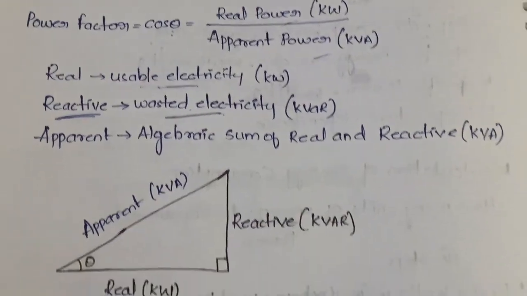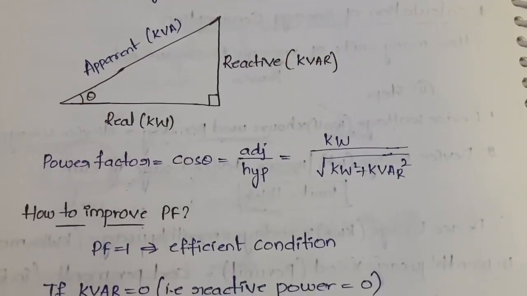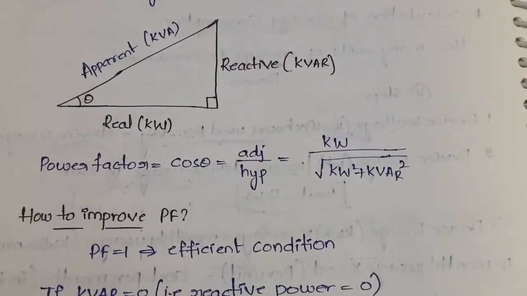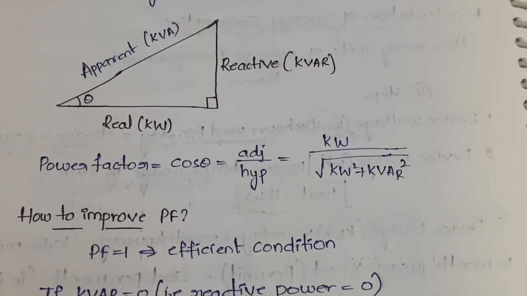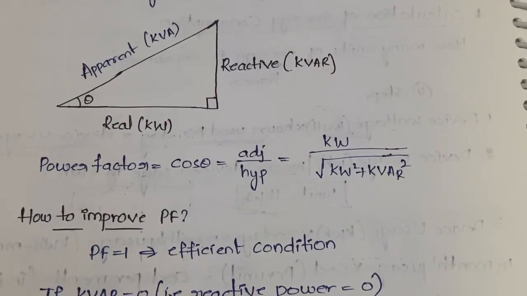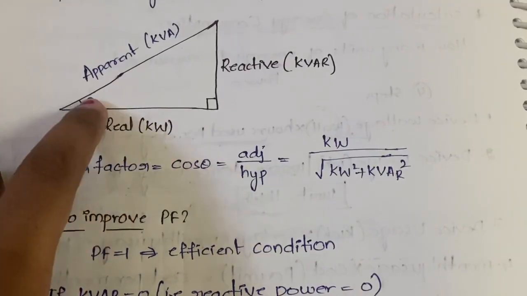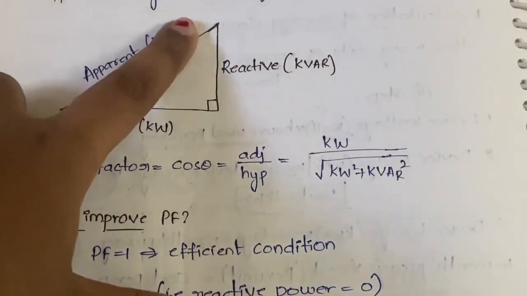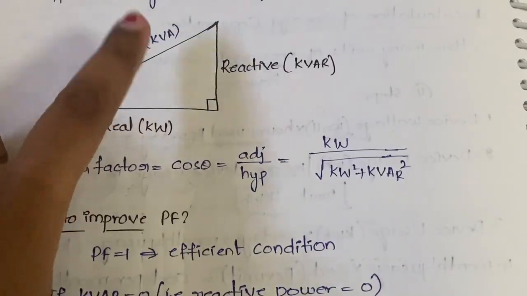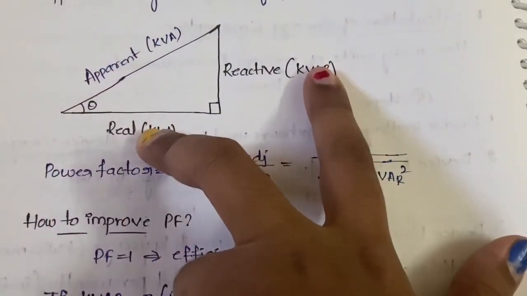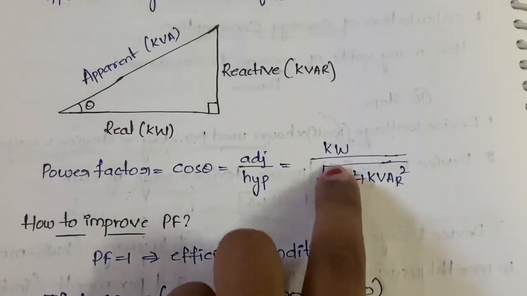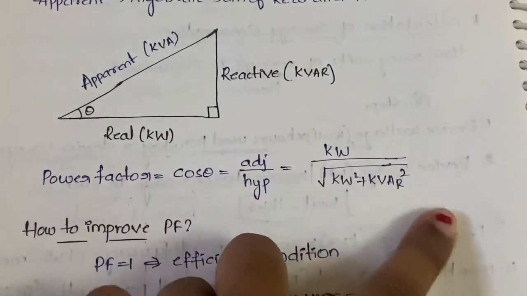Okay, so let us understand it with a right angle triangle. As I already said, power factor is cos theta, right? So cos theta means what formula according to trigonometry? Adjacent side by hypotenuse. So what is the adjacent side to theta here? Real, kW. And what is the hypotenuse? This is the hypotenuse, right? Apparent, which is nothing but the algebraic sum of real and reactive. Algebraic sum is nothing but root of kW square plus kVAR square.